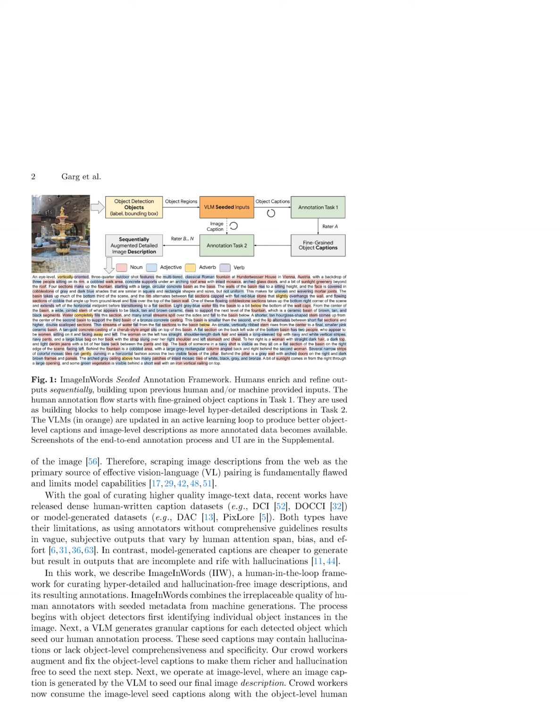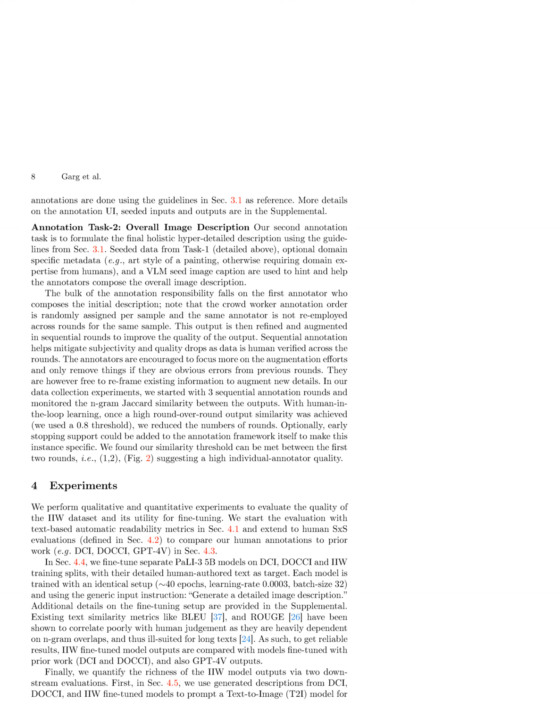annotation process. 3. Human annotation. Crowd workers augment and refine the object-level captions to make them richer and hallucination-free. 4. Image-level captioning. An image caption is generated by the VLM to seed the final image description. 5. Contextual gap filling. Crowd workers use the image-level seed captions along with object-level human annotations to fill in missing contextual information. 6. Iterative process.